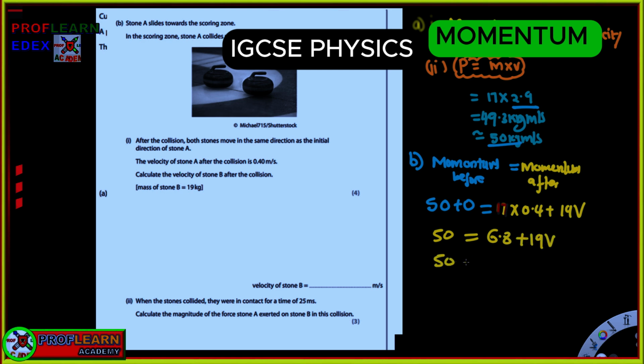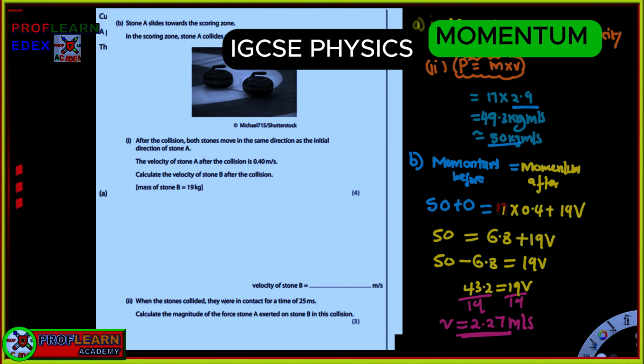Then we shall say 50 minus 6.8 is equal to 19V. So 50 minus 6.8 translates to 43.2, which is 19V. Then we divide by 19, and our V is going to translate to 2.27 meters per second as the velocity at which stone B is going to move after collision.